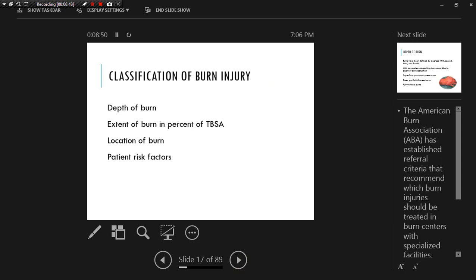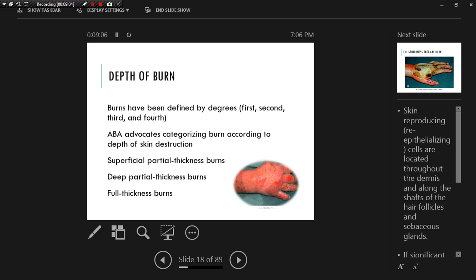So burns are going to be classified by four components: the depth of the burn, the extent of the burn and the percentage of total body surface area, the location of the burn, and other additional patient risk factors such as comorbidities. So the depth of the burns, we can break down into first, second, third, or fourth. Superficial partial thickness burns are going to be just through the epidermis. The deep partial thickness burns are going to be through the epidermis and the dermis. And then we know our full thickness burns, these are more of the third and fourth degree burns. They're going to be down farther past the epidermis and the dermis, all the way to the muscle and bone.